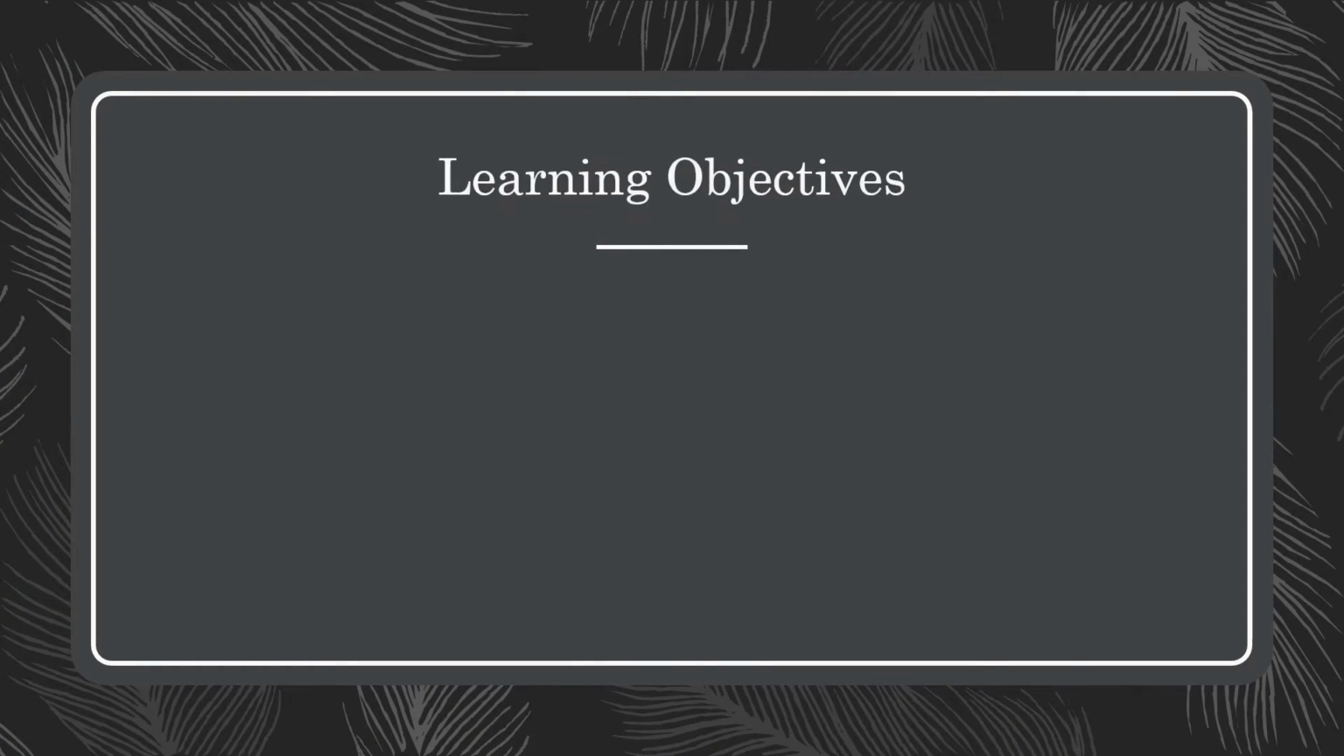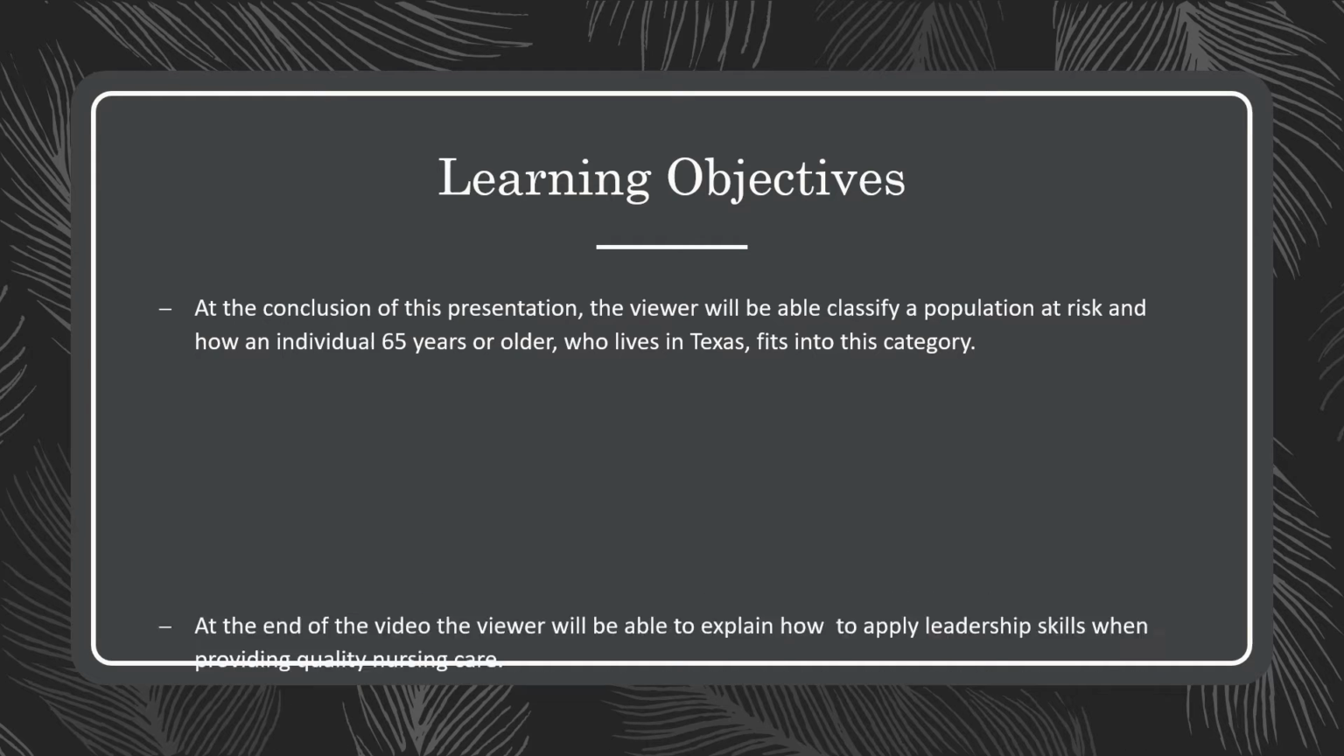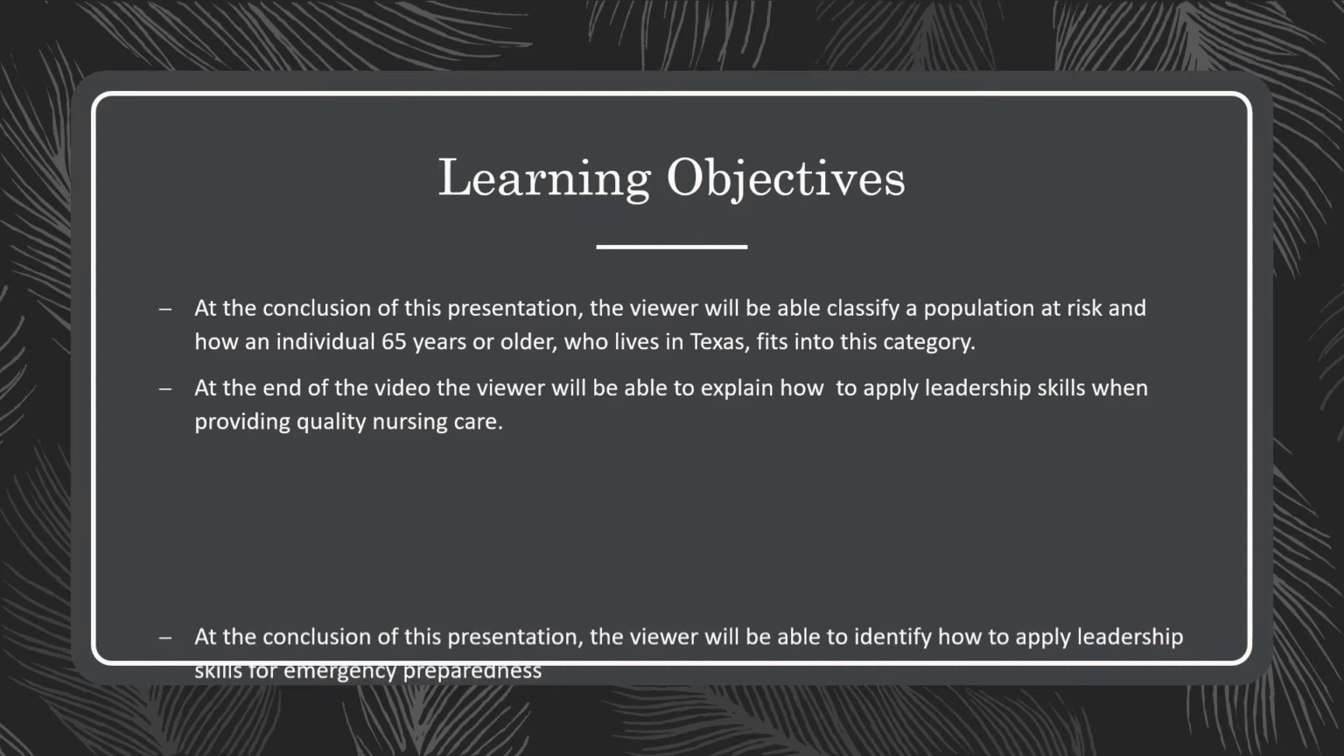Our learning objectives for this video are: at the conclusion of this presentation, the viewer will be able to classify a population at risk and how an individual 65 years or older who lives in Texas fits into this category. At the end of the video, the viewer will be able to explain how to apply leadership skills when providing quality health care to the patient.